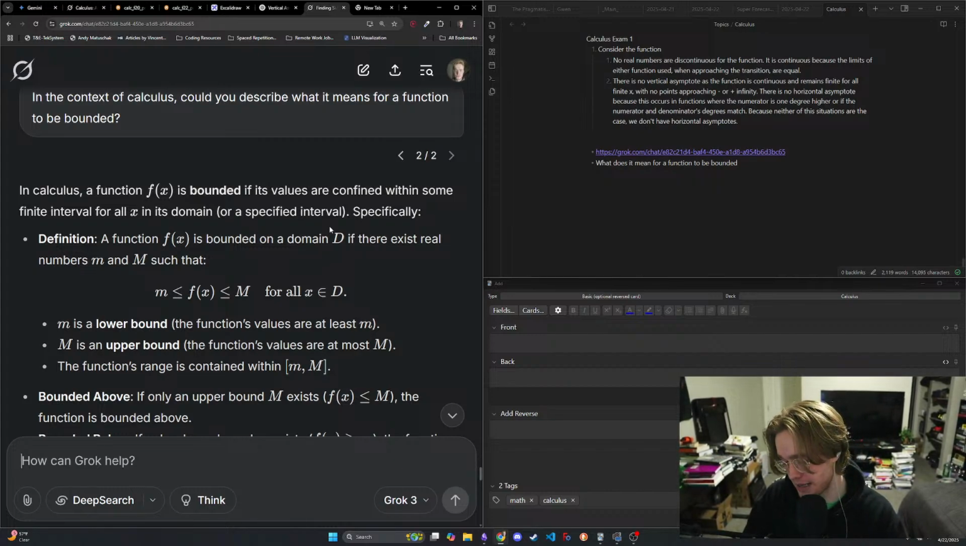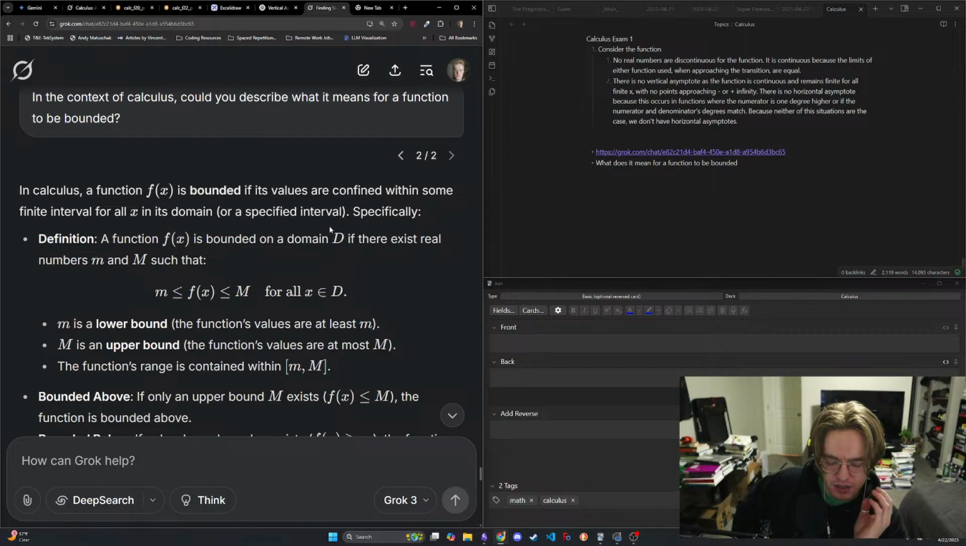Okay, so now I'm going to make a hypothesis. I think there are two situations wherein we could have a bounded function. Well, I guess I'll specify at least two, because there's probably more, because I do not know loads of math. So for all x in its domain, we're going to be landing within some finite interval.